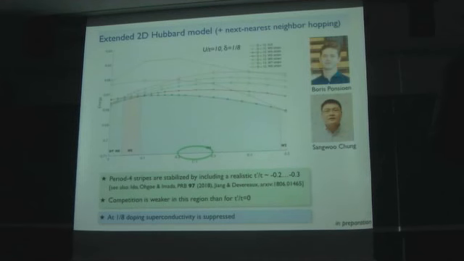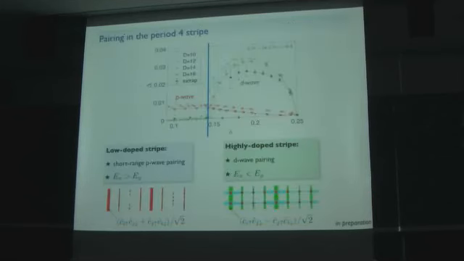So another thing we observe here for this period 4 stripe is that actually superconductivity is suppressed in this case, which is not what we expected. But then we also looked at what happens to superconductivity in the stripe as we vary the doping, and we actually find 2 different regions.